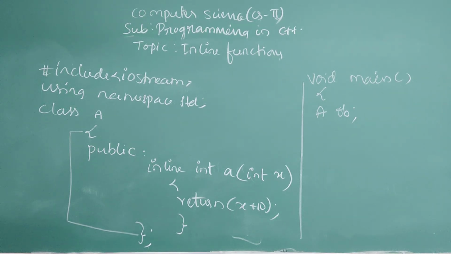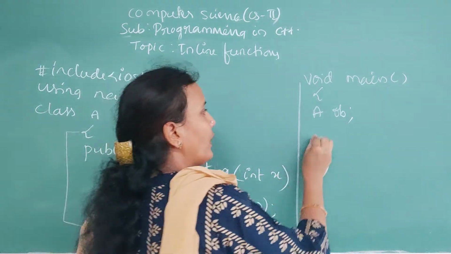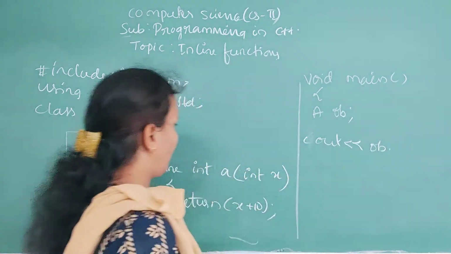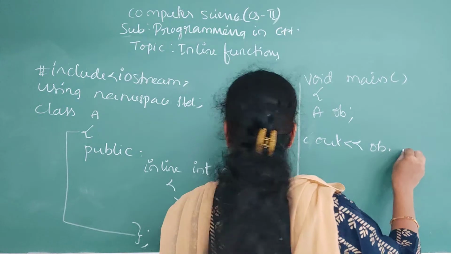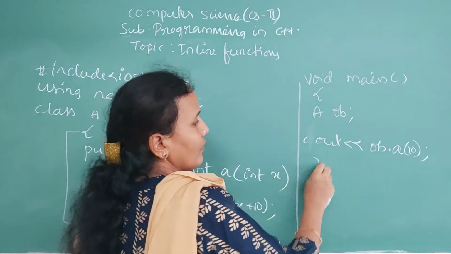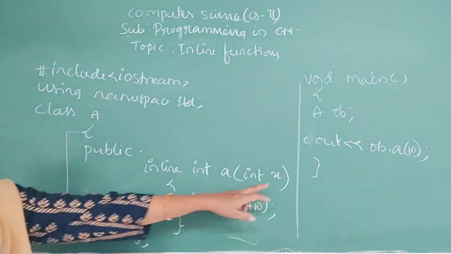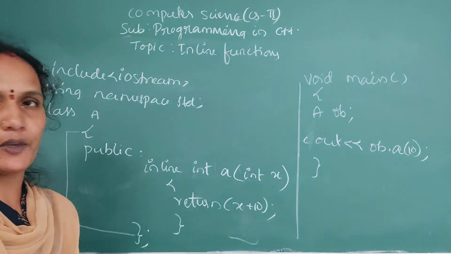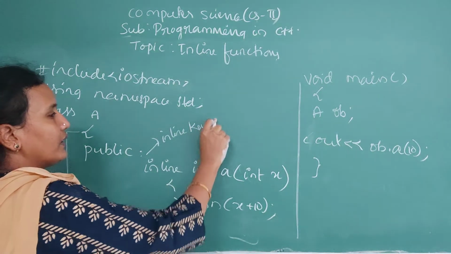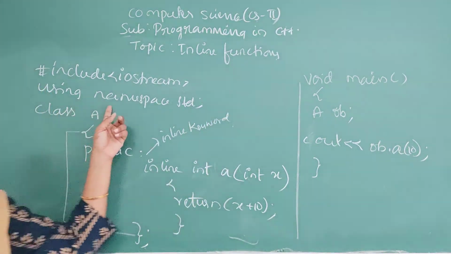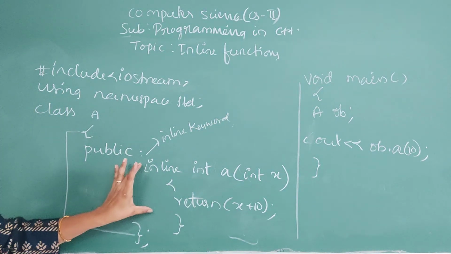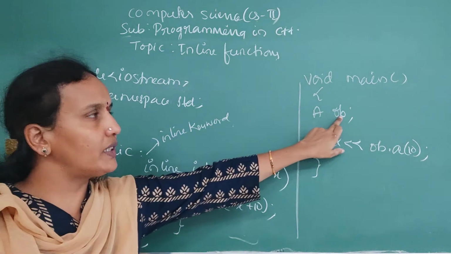Right? Here I will execute now. cout ob dot, what is the function? A. ob dot A of 10. That's it. What is the x value here? 10. 10 plus 10, 20 will be displayed. Here, this is an inline keyword. So one thing we can observe here: I have not given any prototype and I have not given any calling statement. Directly, I have given the inline function body and using an object I am calling this.